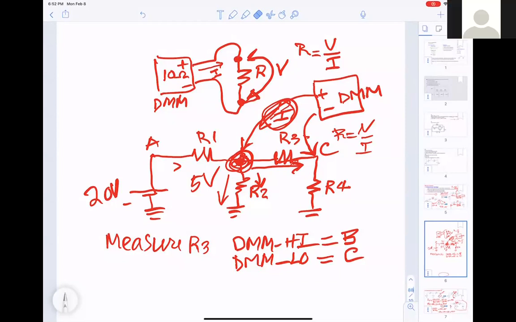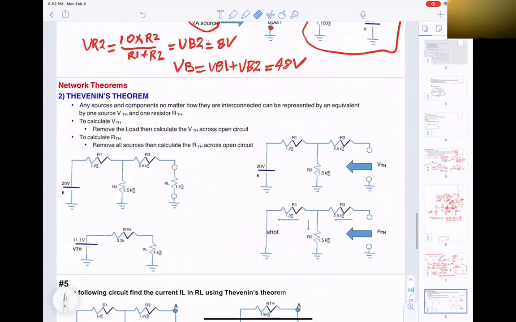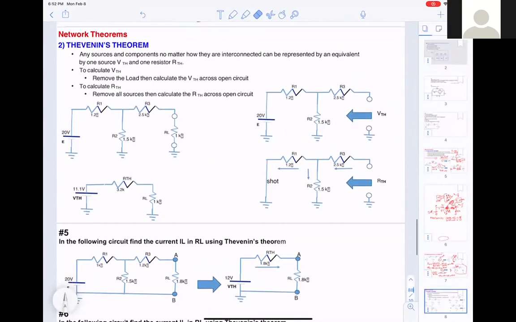In the worst case scenario, just ask questions. Or have Mr. Pham's phone number. Can I give you an example? Thevenin theorem.